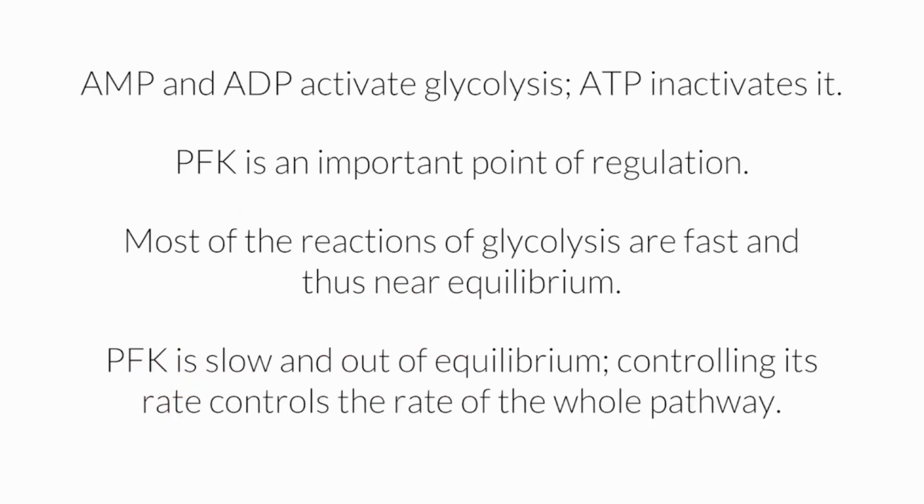Okay, so I said a lot of things. Let's summarize them. The first is that AMP and ADP activate glycolysis and ATP inactivates. Hopefully this makes sense because this is basically saying if you need energy, turn on glycolysis. If you have enough energy, turn off glycolysis. One of the most important points of regulation in this is phosphofructokinase, PFK. Most of the reactions of glycolysis are fast and thus near equilibrium. They basically have had time to have the products and reactants flow so that they're equal on both sides. But PFK is slow and out of equilibrium, which means that controlling its rate controls the rate of the entire pathway.